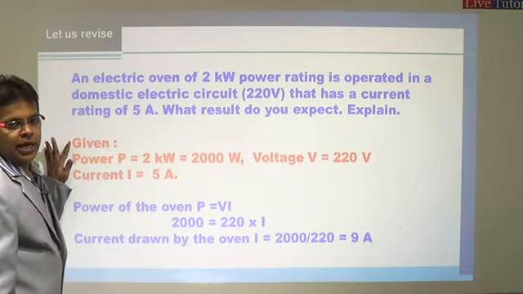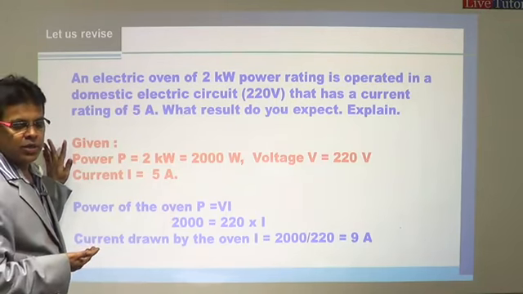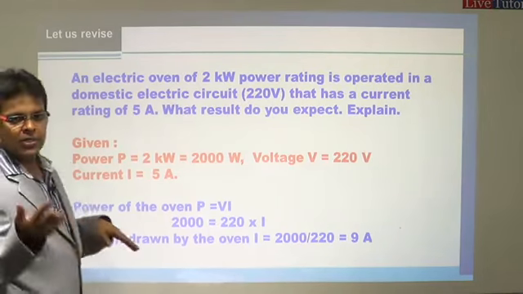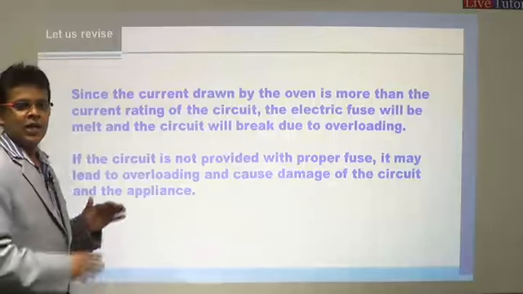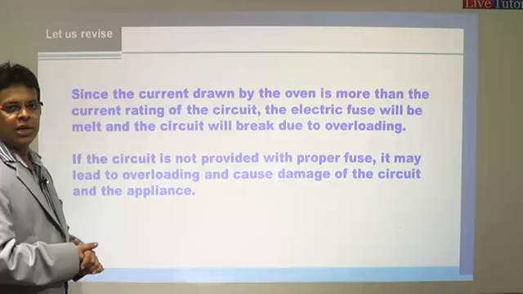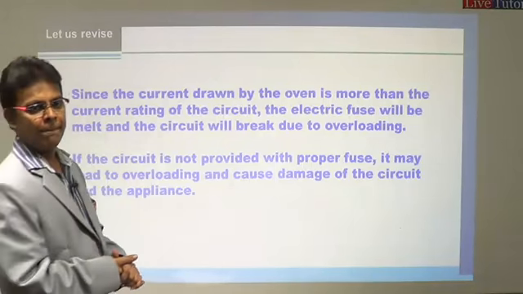So the circuit can carry only 5 amps current, but the electric oven is going to draw 9 ampere current. So what will happen, as you said, it is nothing but overloading. Due to this overloading, what will happen? The electric fuse will melt and the circuit will break due to overloading.